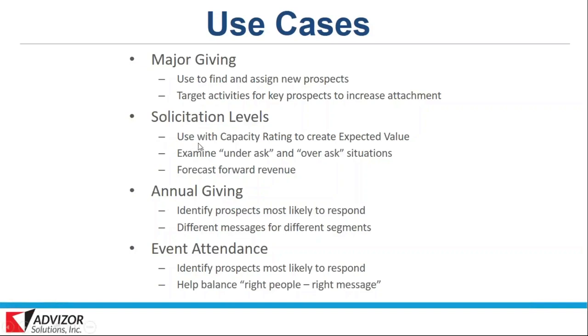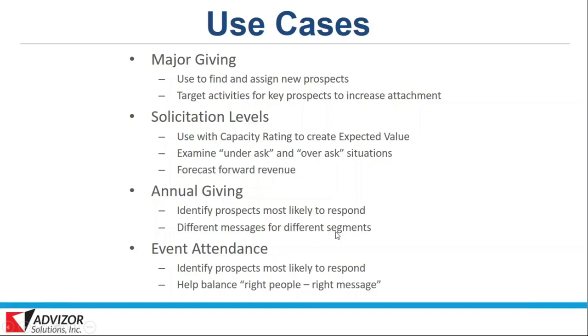For solicitation levels, we're going to go through an example where you can use this with capacity to create an expected ask value, and we can examine under-ask and over-ask situations, because these usually leave money on the table or may be tough to close. You can also forecast forward revenue and build campaign pyramids out of this. Capacity and attachment over and over again are the two key factors in determining the value of your potential pool of prospects.